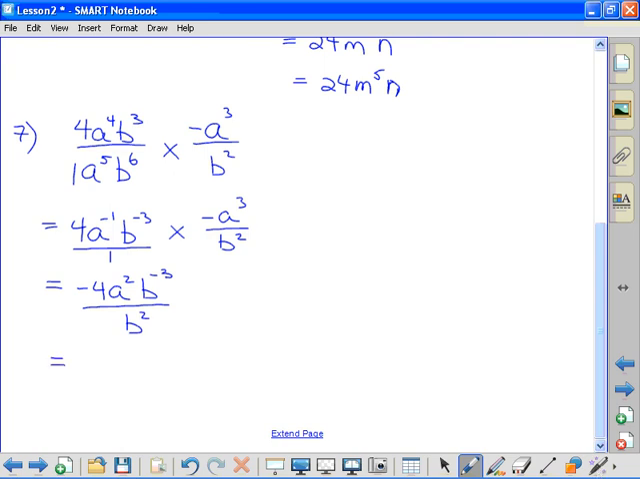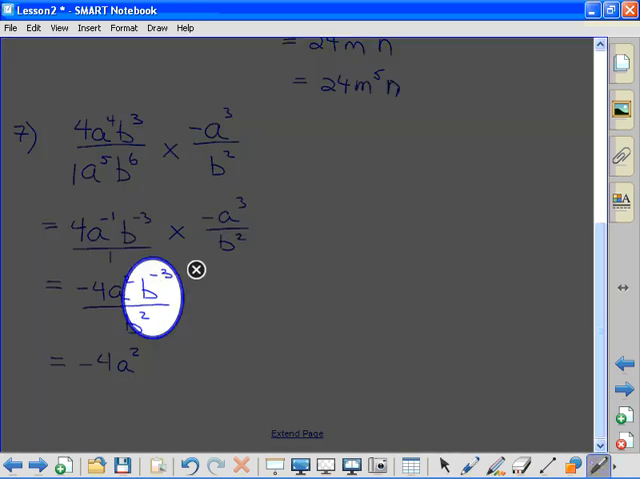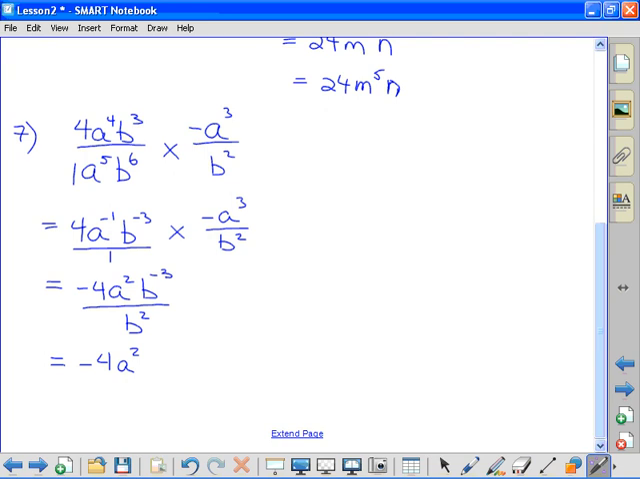Simplifying that, we only have the b's to worry about, so negative 4, a squared, negative 3. I'm just looking at my b values now. It's division, so I need to apply subtraction there. B to the exponent negative 5.